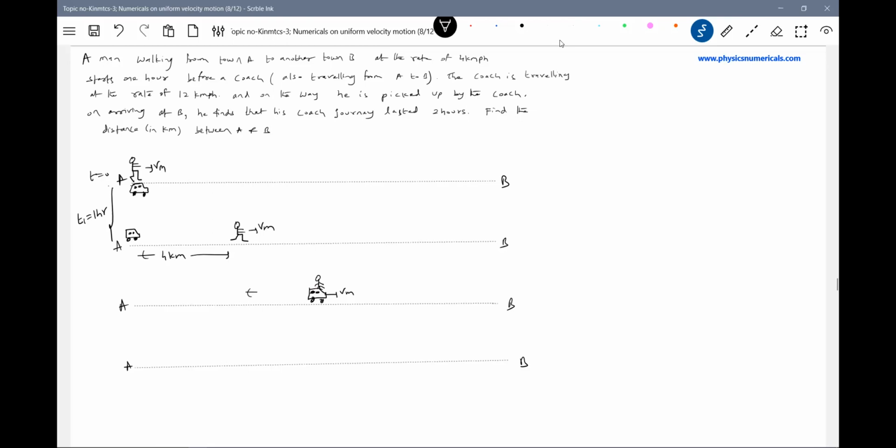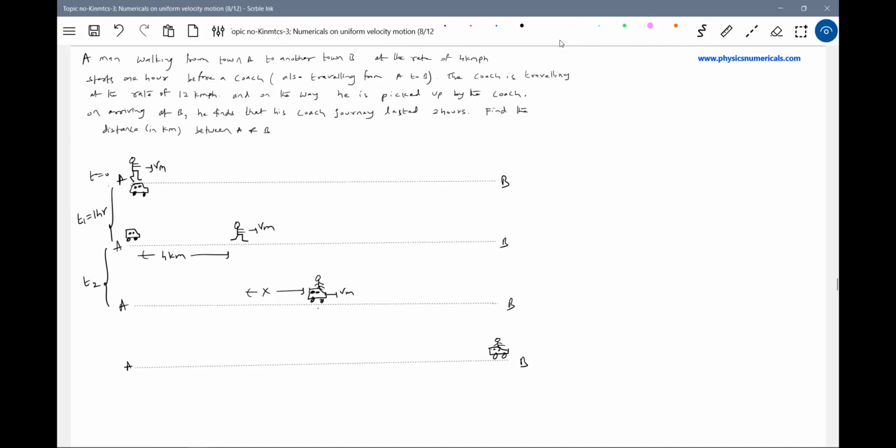So this distance we don't know. The coach is traveling at a rate, and on the way picks up the man. What is the time? We don't know this; let me call it T2. Finally, the man and the coach will arrive at the other end, point B. What is the time? 2 hours. His coach journey lasted 2 hours.